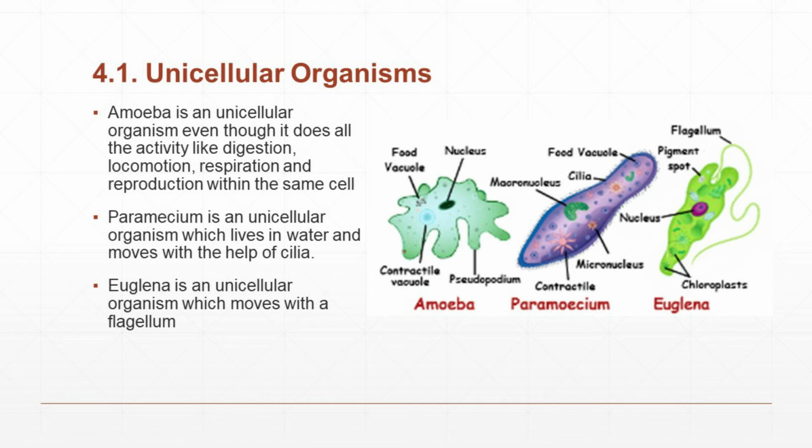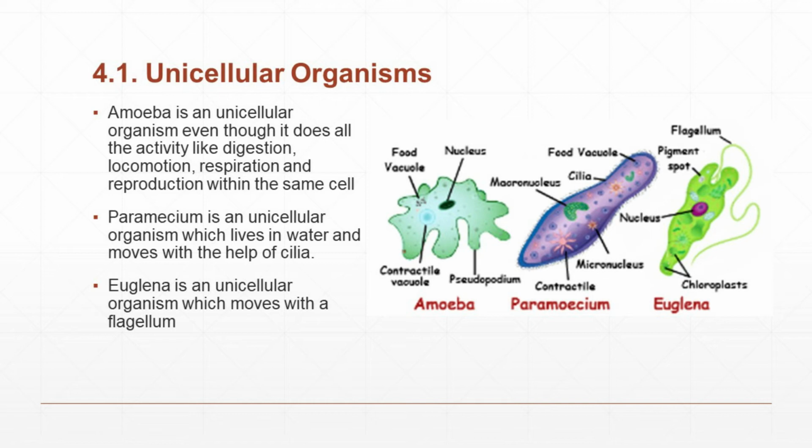It does all the activities like digestion, locomotion, respiration, and reproduction with the same cell. I want to explain what locomotion is. Locomotion means movement. For us, we have legs to move. Fish have fins to move. Birds have wings to move. But here, they have only one cell. That cell helps the organism to move.